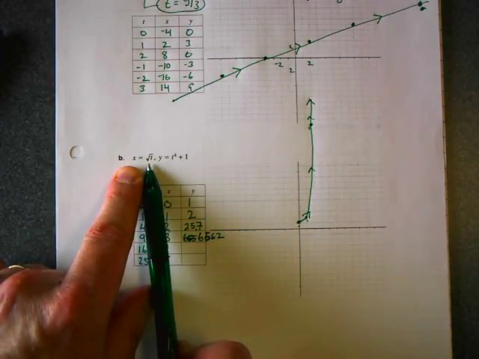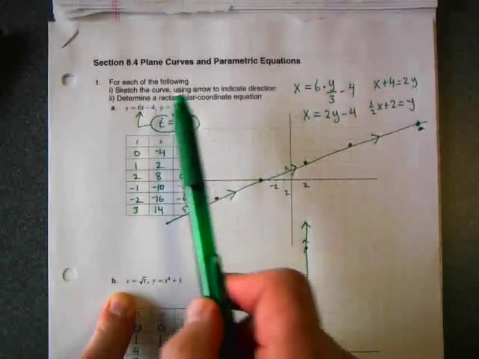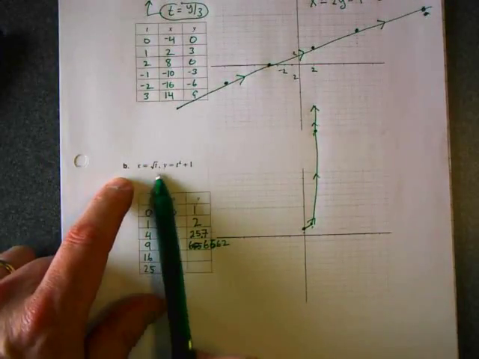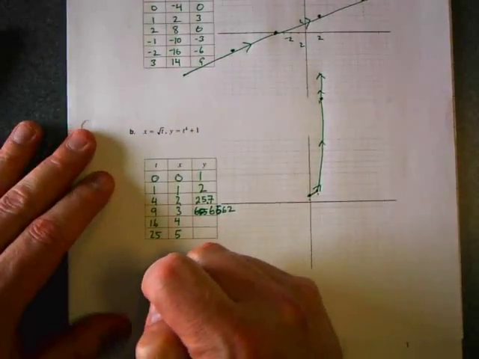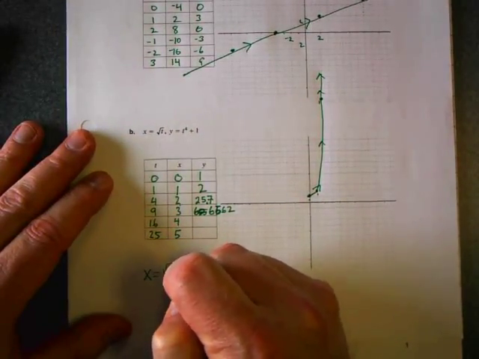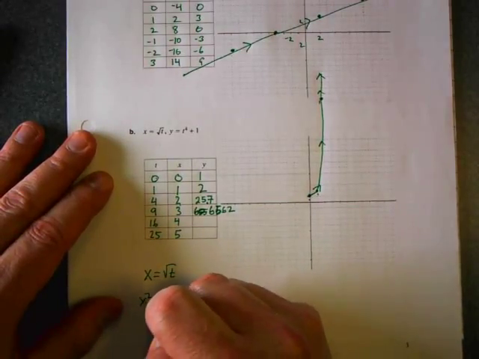Yeah, I think so. Sometimes you want to get the t all by itself here, sometimes you want to get the t all by itself there. You pick the easy one. So t, using the easy one, x is the square root of t. So x squared equals t.